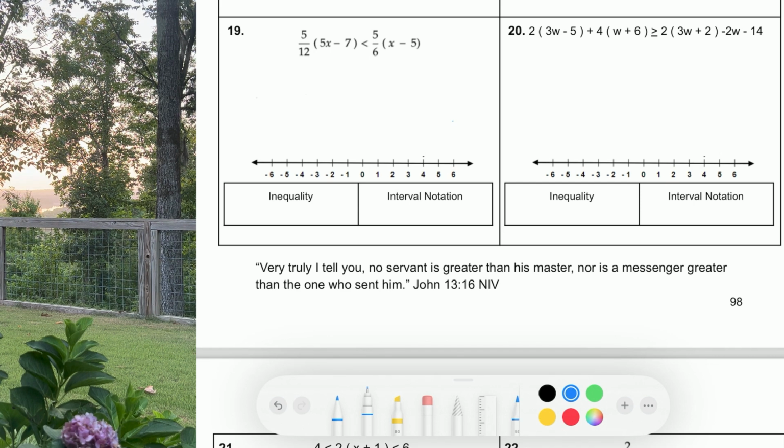Now let's look at number 19. First thing I notice is that we have 2 fractions here that we need to deal with. I need to find a number that will cancel out both the 12 and the 6. A number that both of those numbers go into is actually 12. So I'm going to use 12 over 1 to factor those out. So I'm going to write 12 over 1 times that 5 over 12. And that's less than 12 over 1 times, make sure you can still see that, 5 over 6.